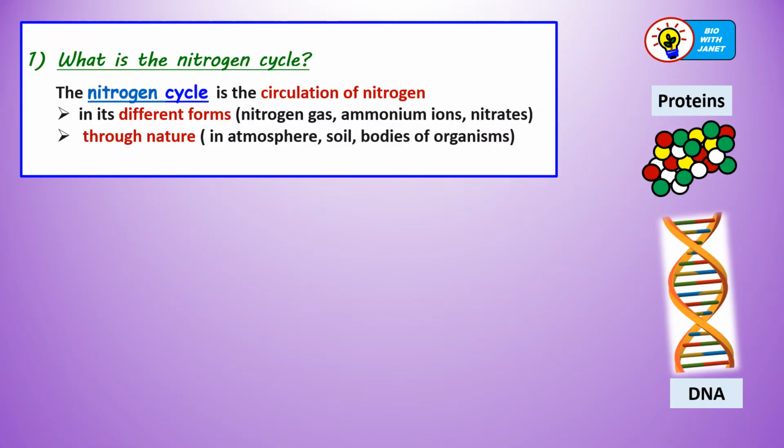Firstly, let's discuss the meaning of the term nitrogen cycle. So the nitrogen cycle is the circulation of nitrogen in its various forms, for example, as nitrogen gas, ammonium ions, or nitrates, through nature, meaning the circulation of nitrogen from the atmosphere into the soil and then into the bodies of organisms, and then back into the soil and so forth.